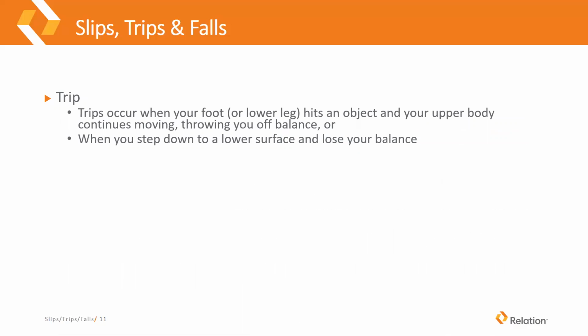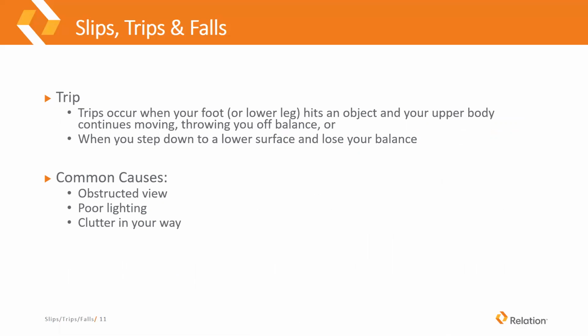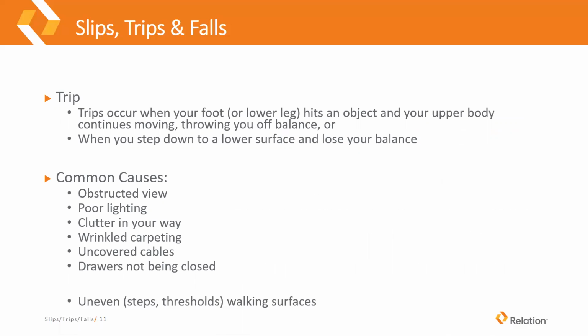So, a trip. A trip occurs when your foot or lower leg hits an object and your upper body continues moving, throwing you off balance, or it's when you step down to a lower surface and you lose your balance. So some of the common causes for a trip are your view is obstructed, poor lighting, clutter in the way, wrinkled carpeting, uncovered cables, and drawers not being closed.